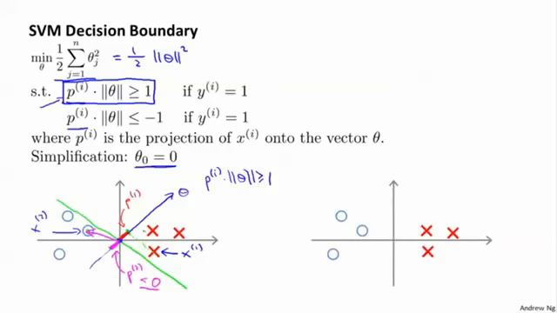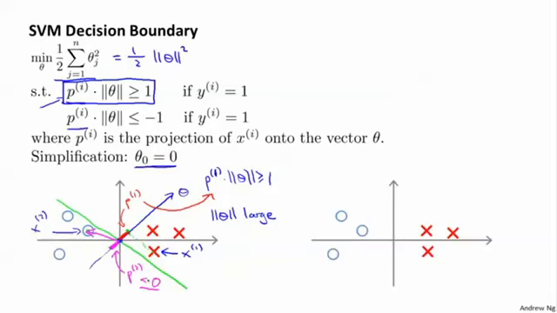But if P1 over here is pretty small, that means that we need the norm of theta to be pretty large, right? Because if P1 of theta is small and we want P1 times the norm of theta to be bigger than or equal to 1, well, the only way for the product of these two numbers to be large, if P1 is small, is if we set the norm of theta to be large.